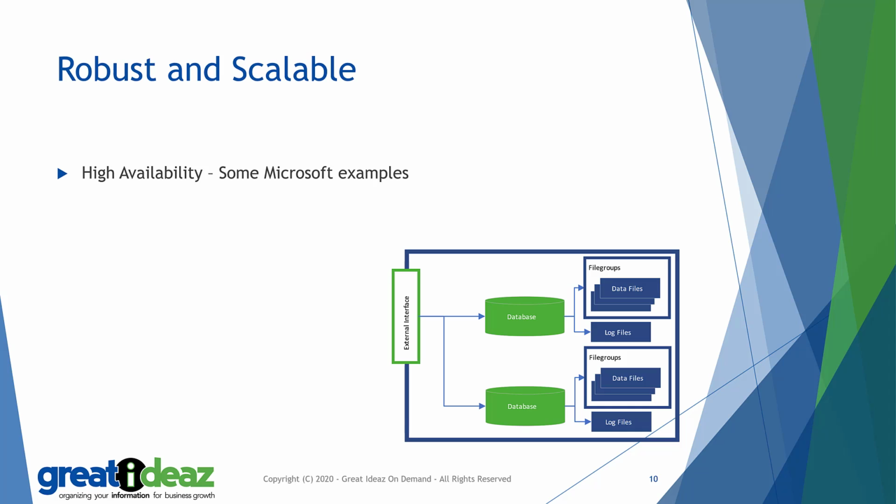The Great Ideas Trellis framework is built on the Microsoft stack, and we're going to use some Microsoft examples to illustrate high availability and scalability. Our data at rest service area is hidden behind a simple external interface. The internal details of how the information is stored is completely invisible to all of the other service areas. This enables us to change the underlying implementation of the data at rest as we need.